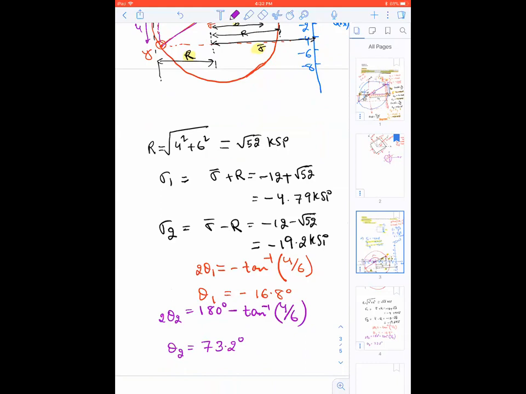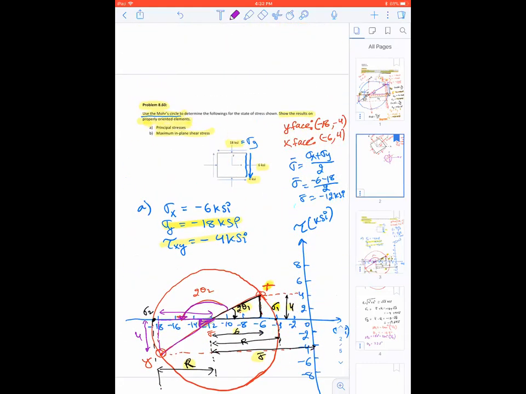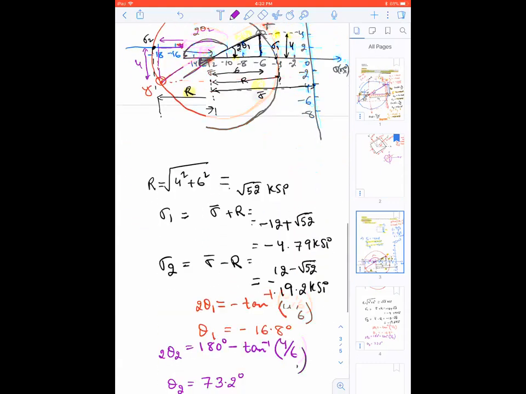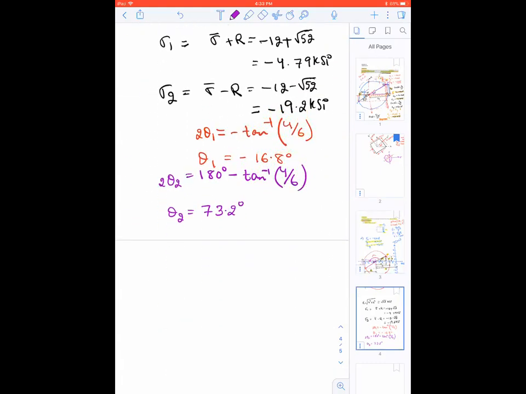So now I'm going to draw this orientation. Most of the time students make this mistake. They don't know how to draw these oriented elements. Okay, so let's draw the elements now. This is my x-axis, y-axis. Now I'm going to use the positive angle. It's easier for me. So if I use the positive angle, then it's going to be from the x face all the way 73.2 degrees, something like this. So this is my x prime face. This is my y prime face.